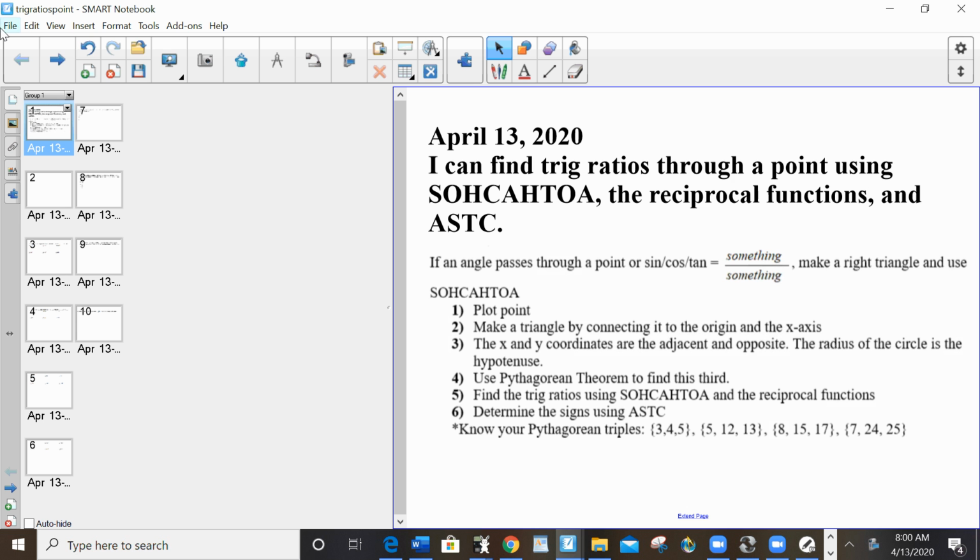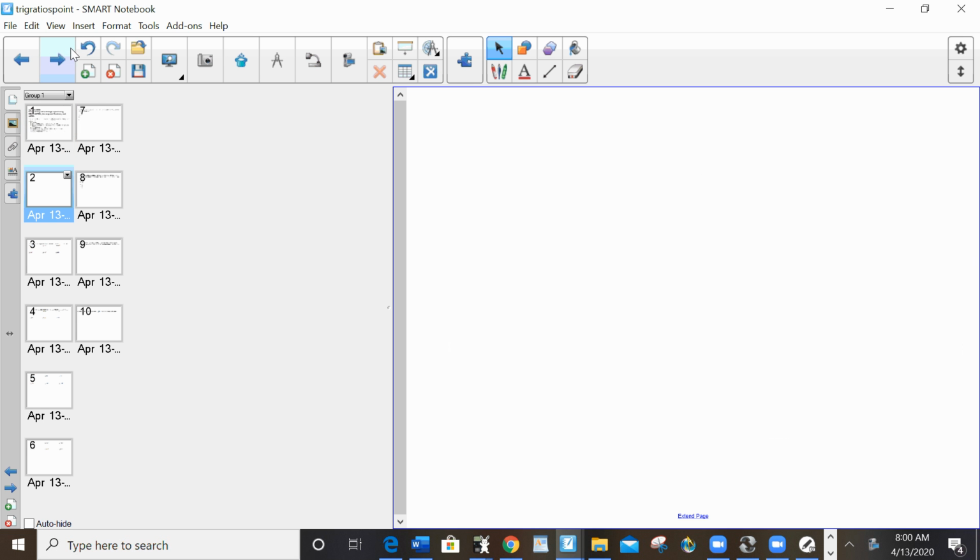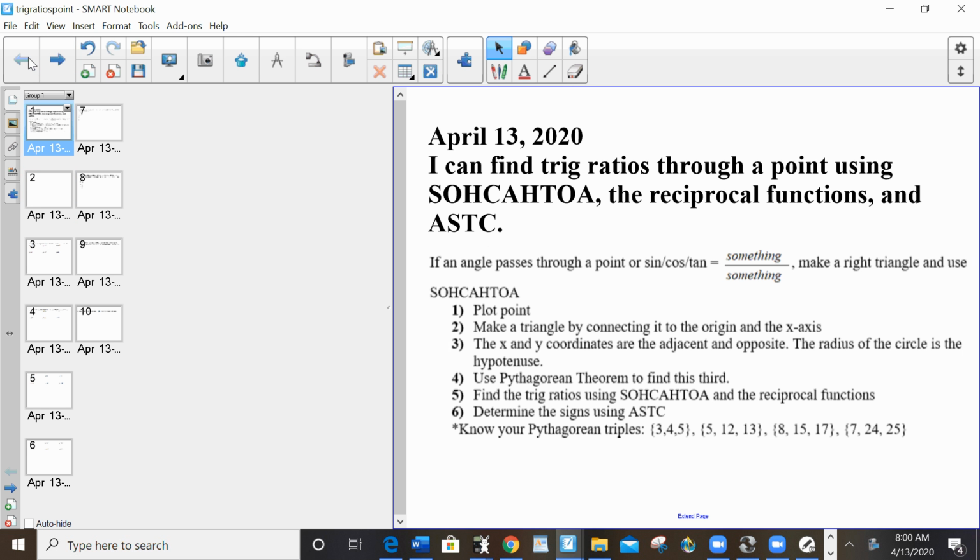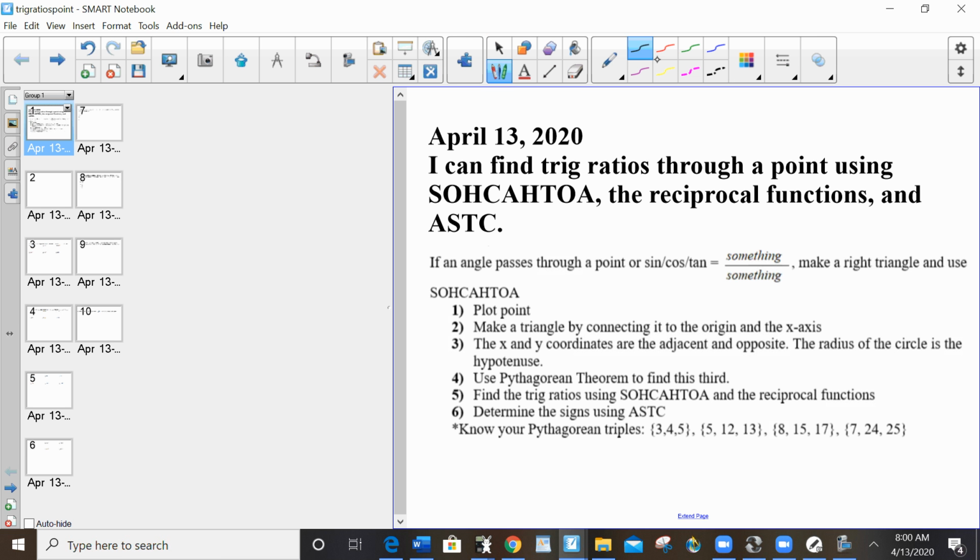So let's just jump right into an example. The notes are up here. We'll refer back to them as we go through. It's very similar to the first lesson we did in this unit, the reciprocal trig functions, but there's just a couple of little twists that we're adding to that. Everything in that lesson was in quadrant 1. Now we're going to go over the different quadrants.